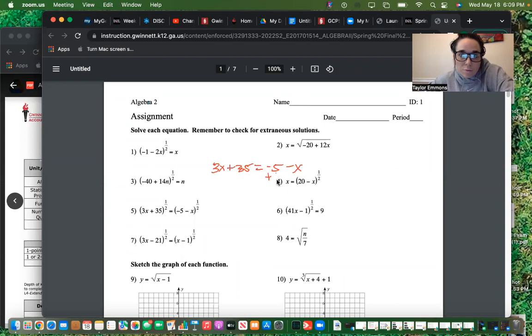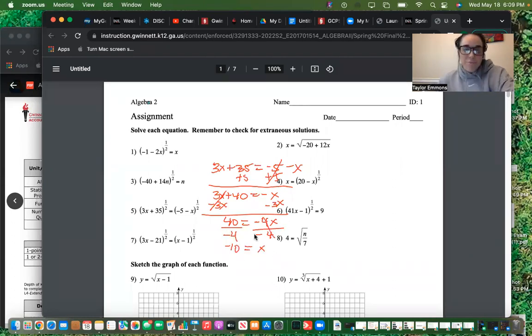Okay, so what we're going to do is move our numbers to one side. So +5 plus 5. So this is going to give me 3x plus 40 equals -x. I'm going to move that 3x to the other side. That's 40 equals -4x. Divide by -4 on both sides. So x would equal -10.